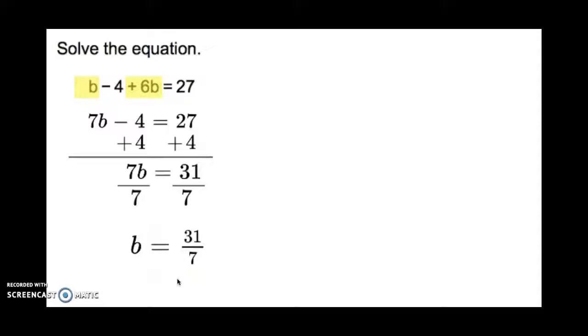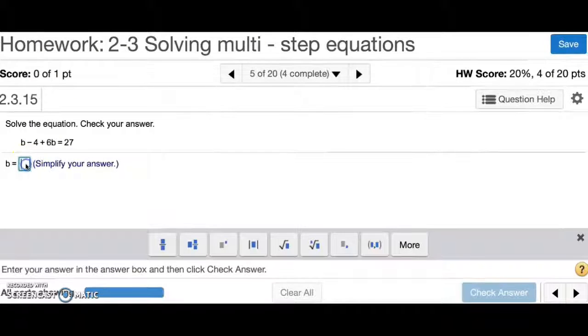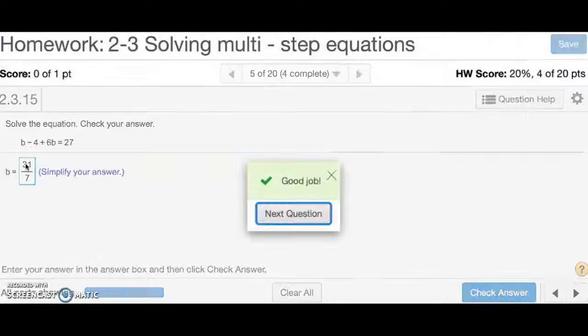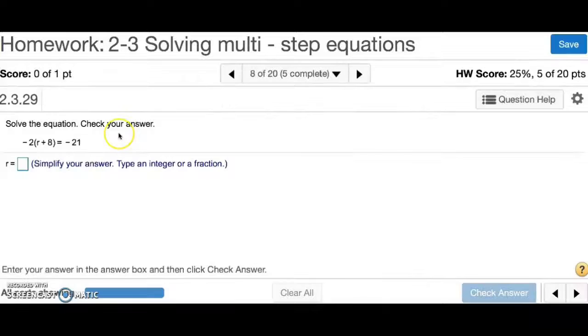And that's going to be my answer, so let's type it in. So we type in 31 over 7, and that is my answer for number 5. So we're going to skip to number 8, which is also asking me to solve the equation, so let's solve it.